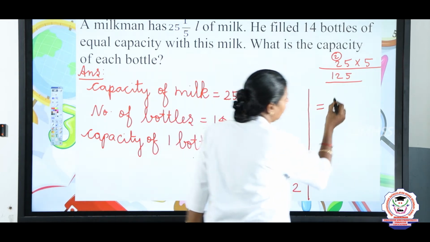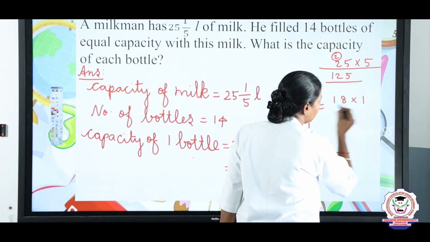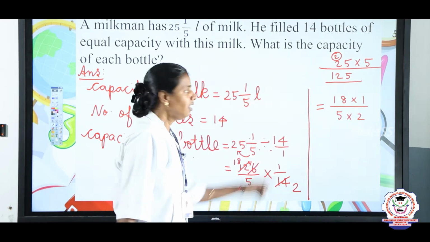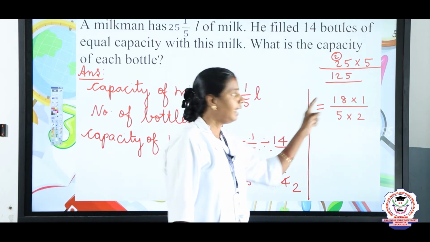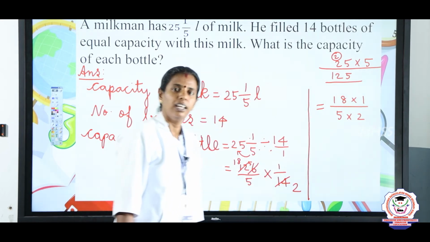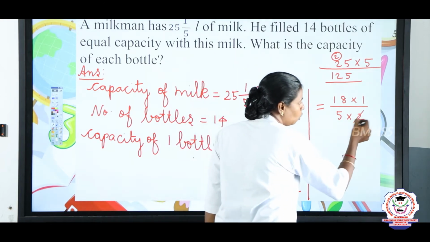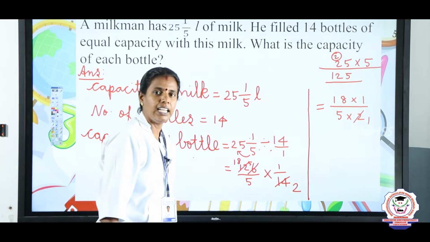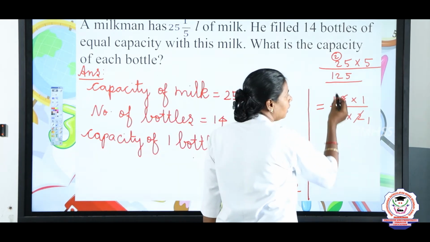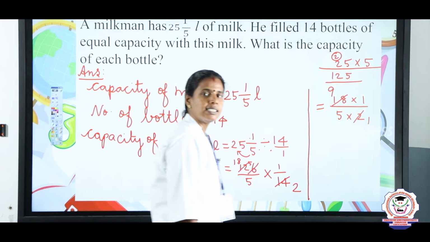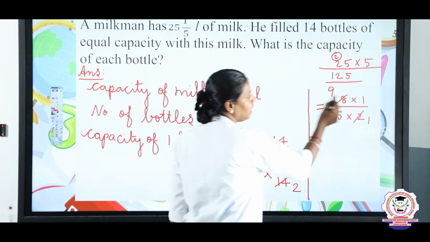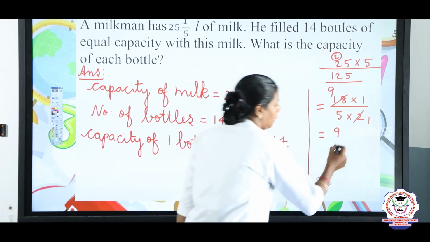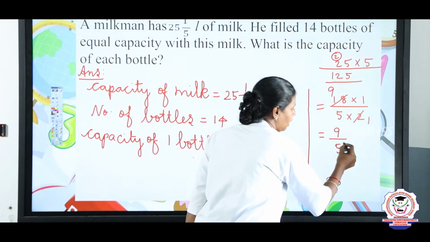Now, the next step we can write 18 into 1 by 5 into 2. See whether we can simplify this again. 18 and 2 are in which table? In the 2 table. Very good. So 2 one time, and how many times can 2 be cancelled in 18? That is 9 times. 2 9s are 18. Now we can multiply the numerators: 9 into 1, 9 1s are 9, by 5 1s are 5.